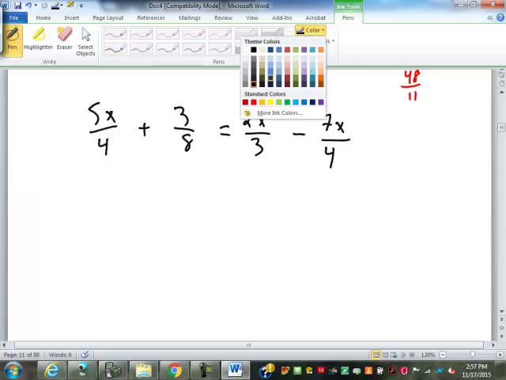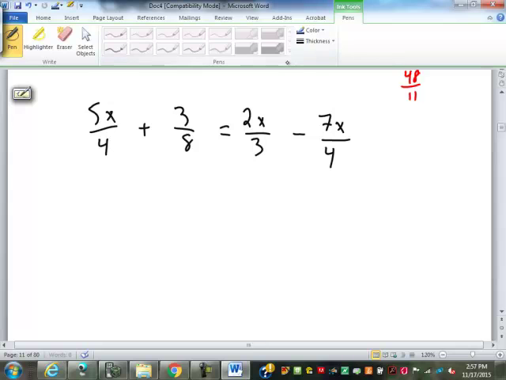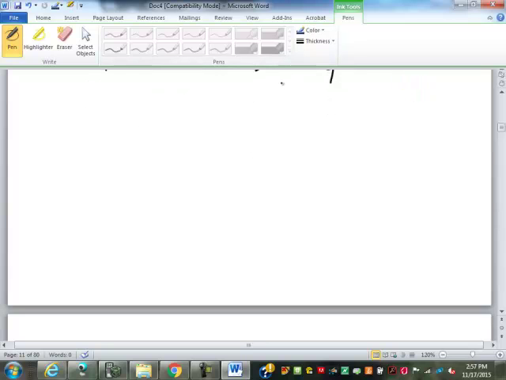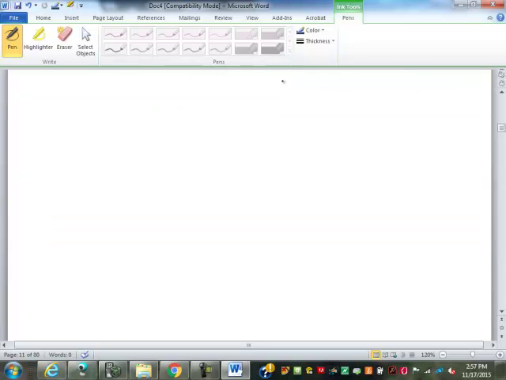So on this one, any ideas? Finding common denominators would be a great way to start. Now, in fact, let's do this. I'm going to jump down here for a second, and I'm going to do something similar to this. Let's say we have x over 5 plus x over 9 equals 28.